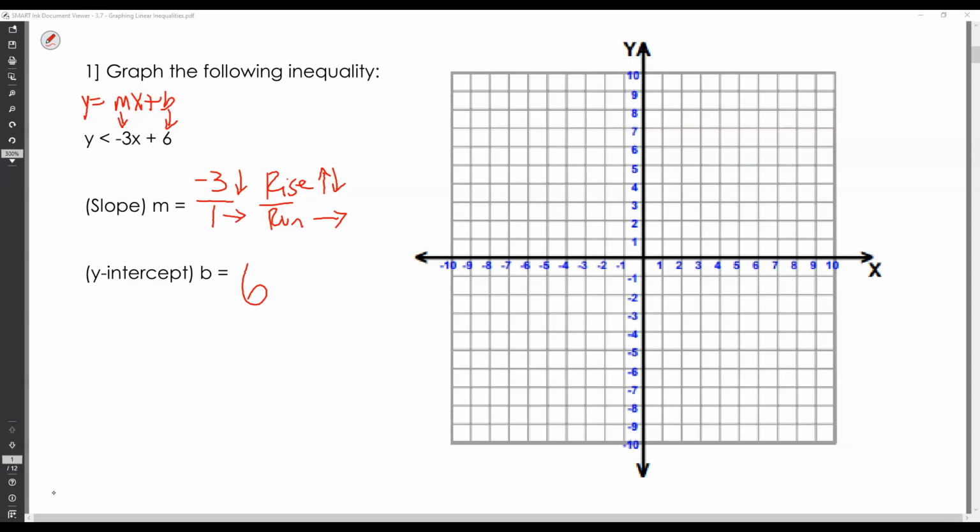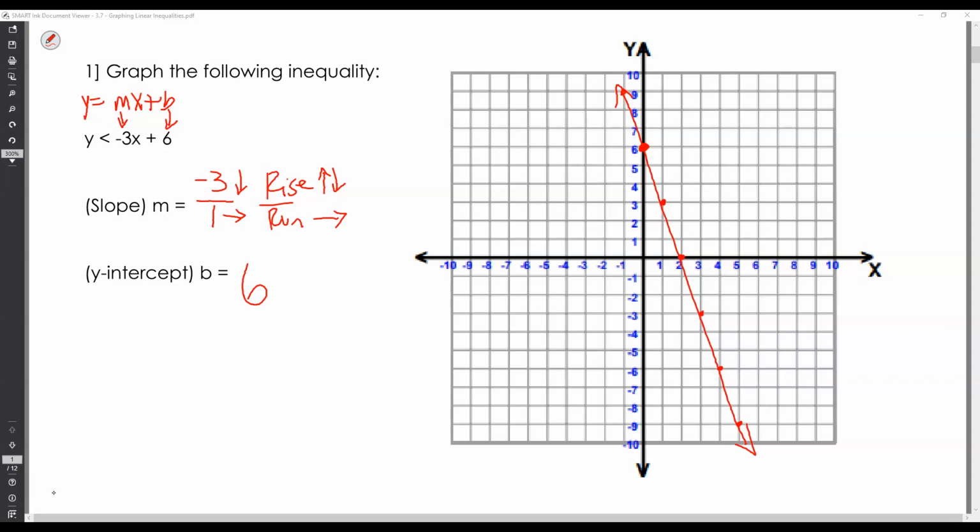All right, so b is 6, so we're going to begin at 6 on the y-axis, and then we're going to go down 3 and 1 to the right. Down 3, 1 to the right. Remember, this is a constant rate of change, so that's why we're constantly going down 3 and over 1 until we run out of space. All right. We connect our line, we put arrows. So that's how we do a linear equation.